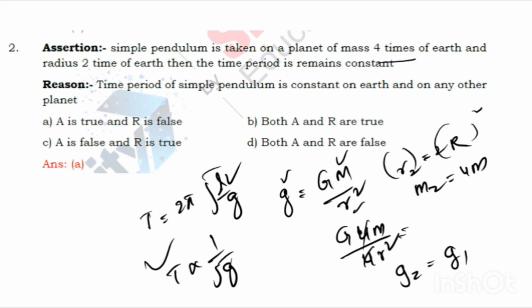The assertion is true, but the reason, that the time period of a simple pendulum is constant on Earth and any other planet, is false. In this case the factor 4 gets cancelled, but in other cases it may not be cancelled. So the time period is different on different planets.